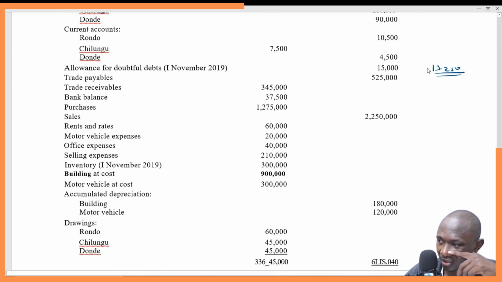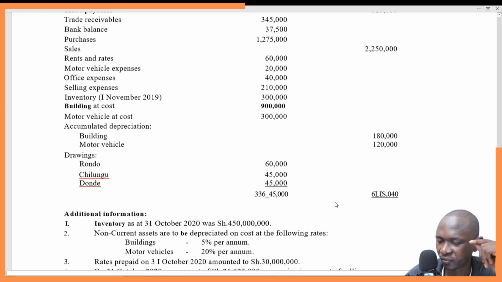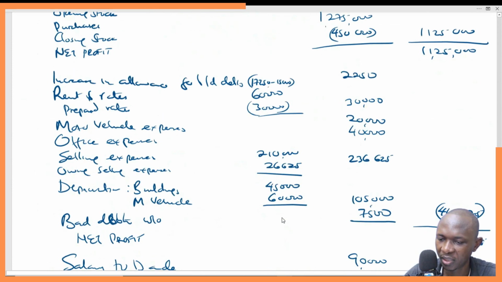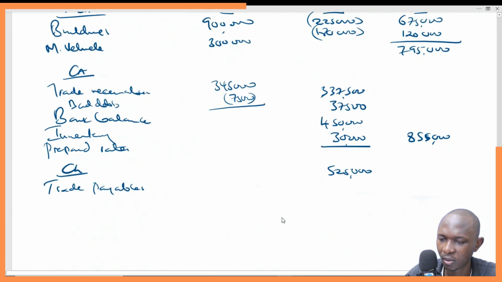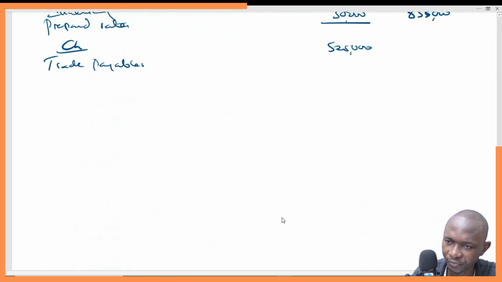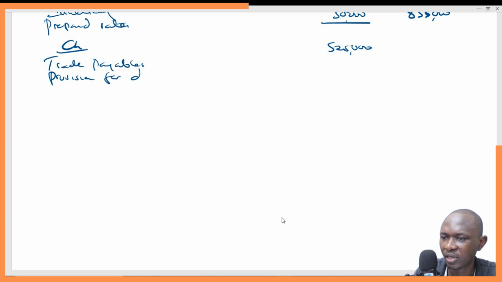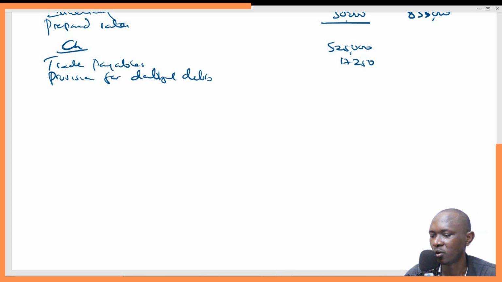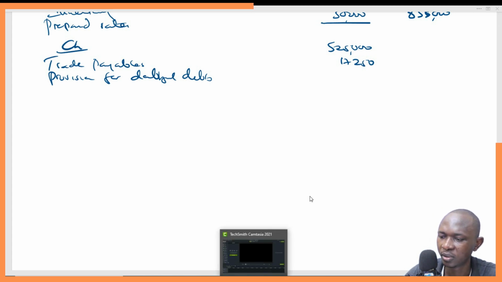So we have provision for doubtful debts. Of course, it was increased to 1,750. So we have to pick that figure as it is. Provision for doubtful debts, how much? 1,750. Remember, that is 5% of the debtors.